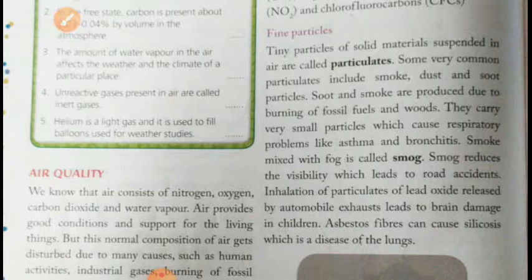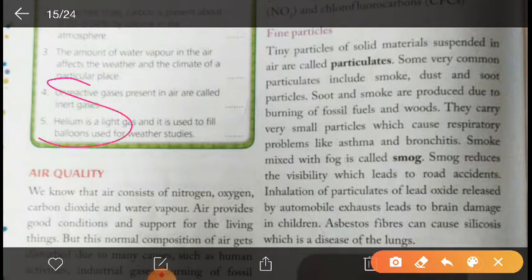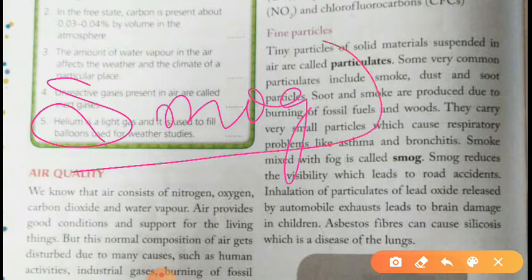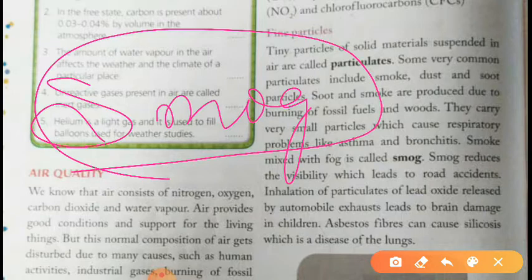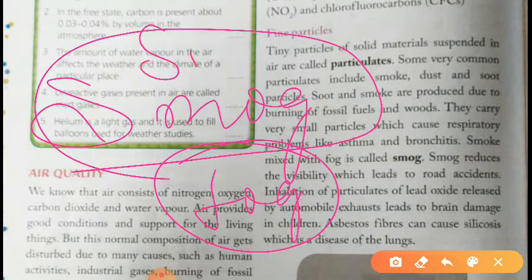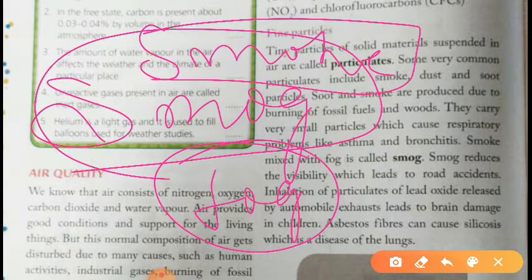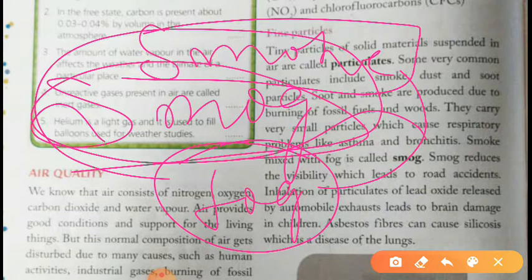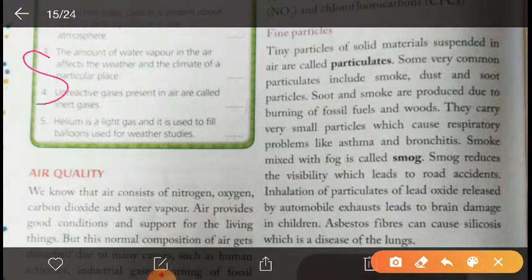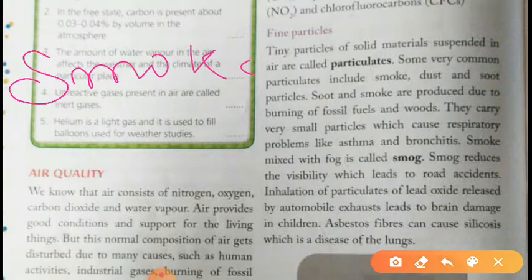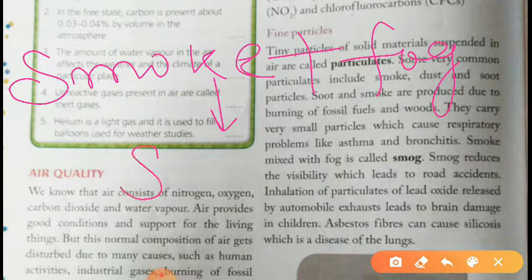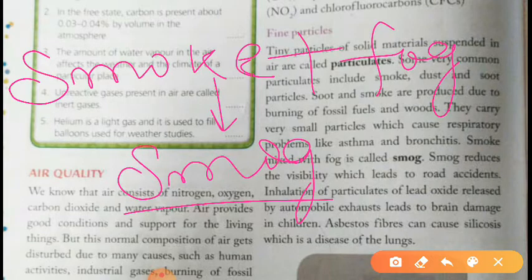Okay, and what more can we say? When we talk about smog, as you can see, smog. What is this smog? Smog is nothing but when smoke mixes with fog. Fog, you know, right? All of you know fog. When this smoke mixes with fog, they form smog, okay?